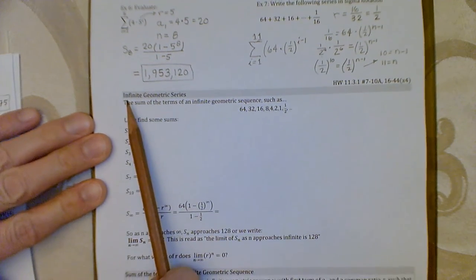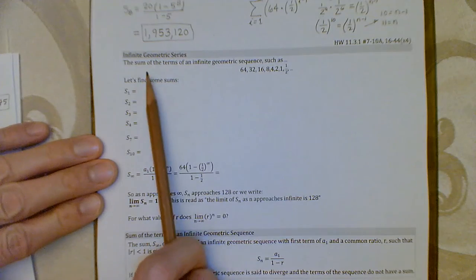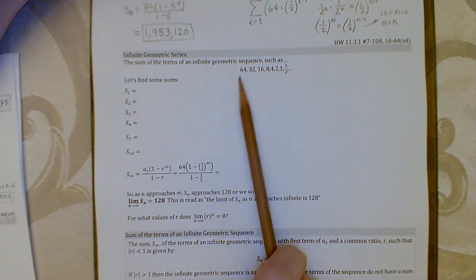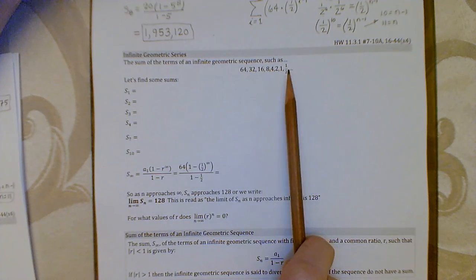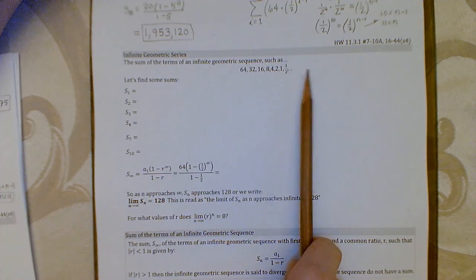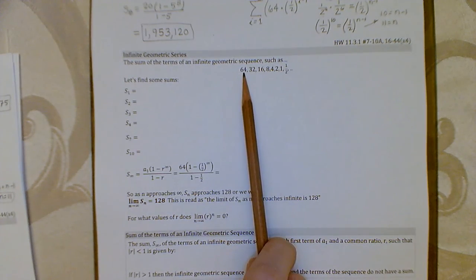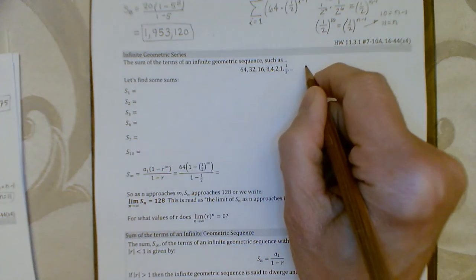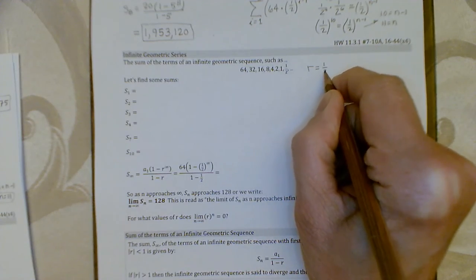The first one is an infinite geometric series, and it's simply the sum of the terms of an infinite geometric sequence. You can remember that just means dot dot dot. It means it goes on forever. There is no end to the number of terms, so it goes on for infinity. In this case, we're going to start with 64, then 32, 16, and 8. You can probably see pretty easily that r is 1/2.